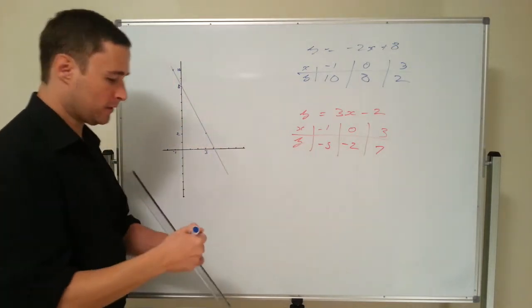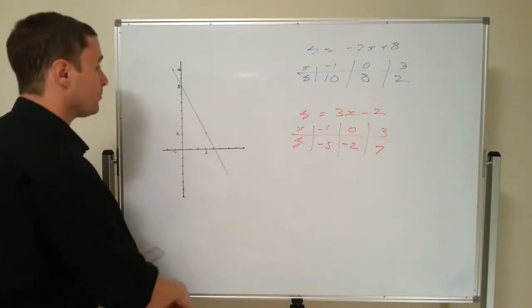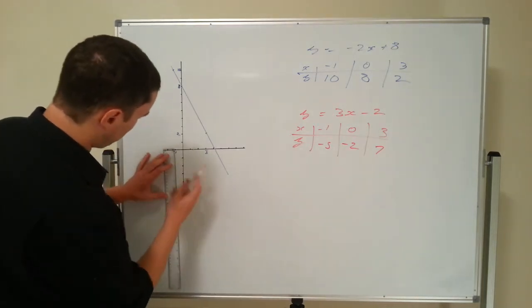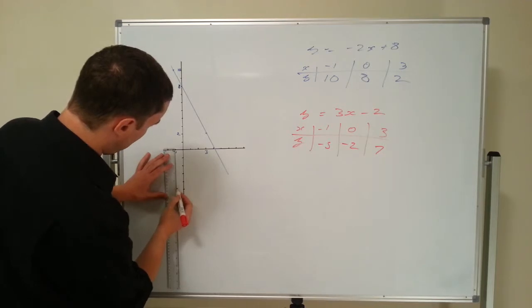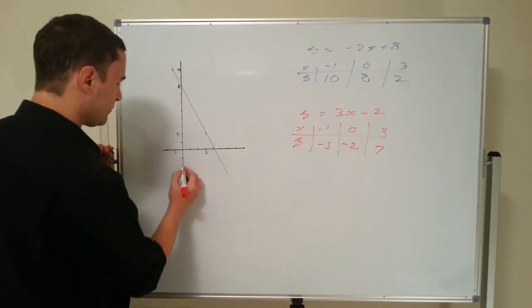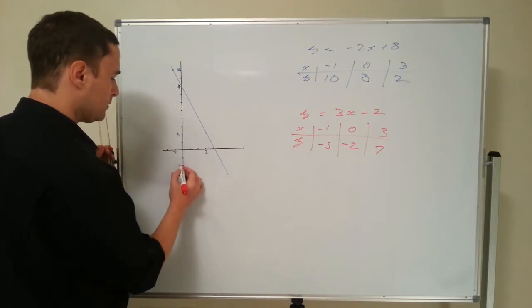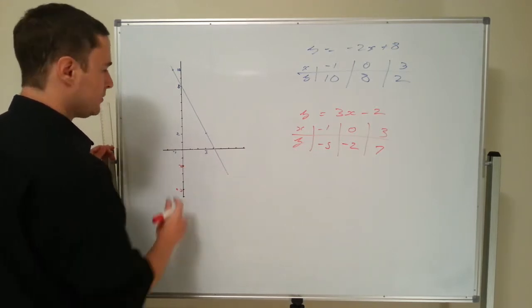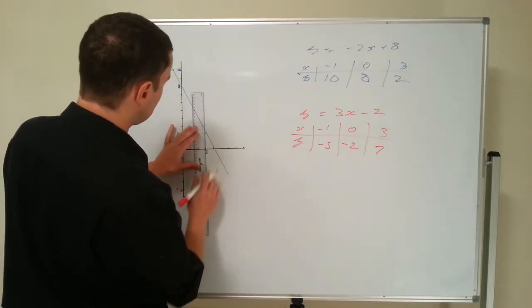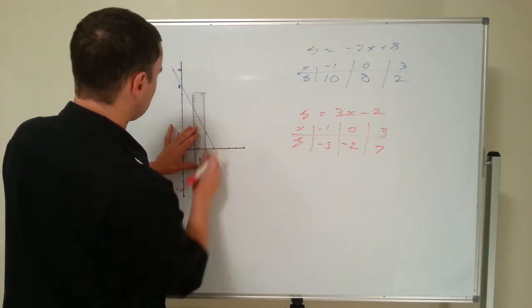Quickly, the red one, because it's pretty much plotting them, and that's it. When x is minus 1, y is minus 5. So when x is minus 1, y is negative 5, down here. Negative 5, there it is. When x is 0, y is negative 2. And when x is 3, y is 7. So here, 3, 7, it's up there, okay?